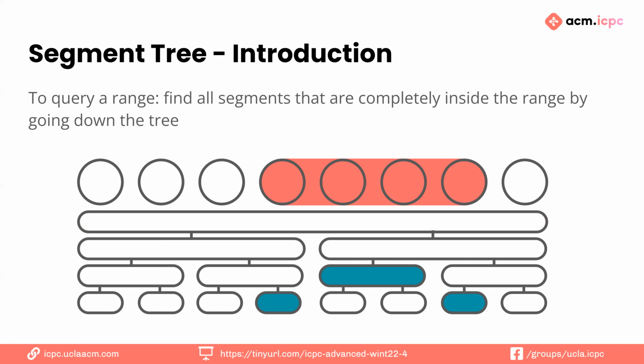Any questions? Why is this O of log n? Why are there only log n segments? Why wouldn't you end up having to count O of n segments? Your recursion only goes to the bottom layer twice, once for the left bound and once for the right bound. Since the height is O of log n, the recursion is also O of log n.